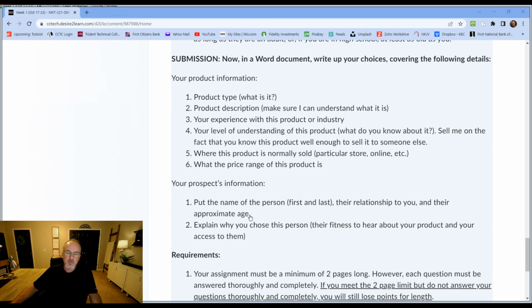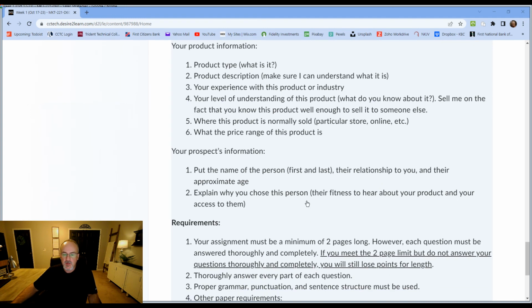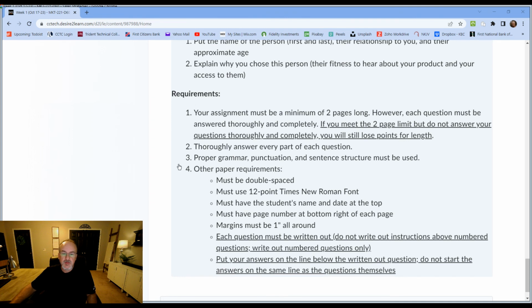And then for your prospect, give me the name of the person, first and last, their relationship to you, and their approximate age, and explain why you chose them, their fitness to hear about your product and your access to them. So make sure that you convince me that this person is the right person for this project. And then follow these requirements. There are two pages. Make sure you're thorough on every part of the answer. Use good grammar, and read these carefully because I take off for this.